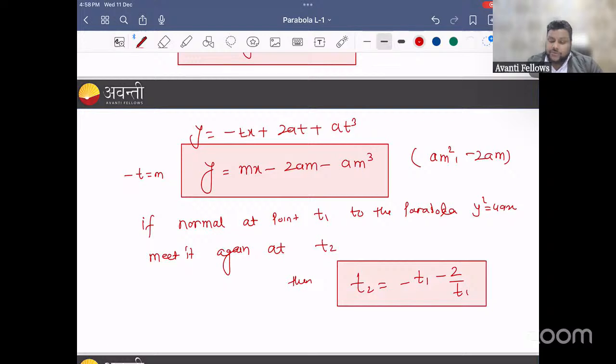Got it? We don't have enough time. Still, we are trying to get through it as much as we can. So the only way is now you have to practice more questions on your own.